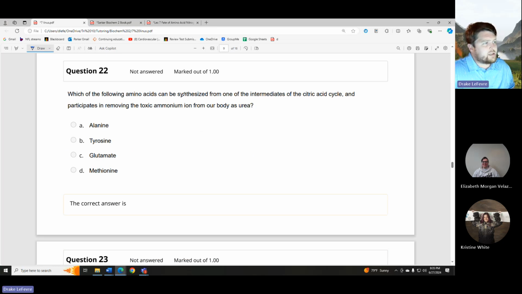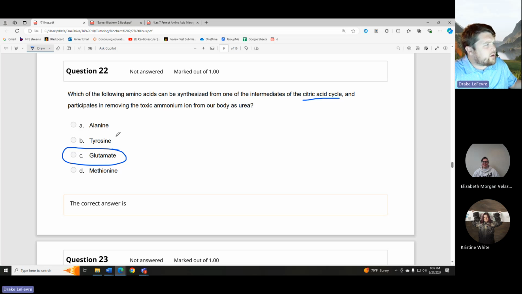Which of the following amino acids can be synthesized from one of the intermediates of the citric acid cycle and participates in removing the toxic ammonium ion from our body as urea? Alanine. The answer to this one is glutamate. Why?